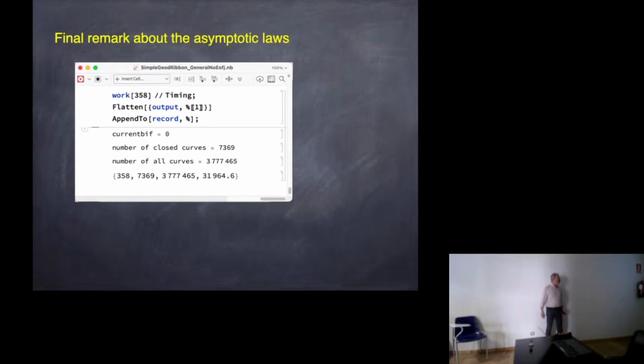Here is a little bit later: 358 strands is already quite a lot. And we have 7,369 closed curves. You can't draw them anymore on the figure. 3 million frustrations and so on. The computation time was 31,000 seconds. So that was the program running overnight.